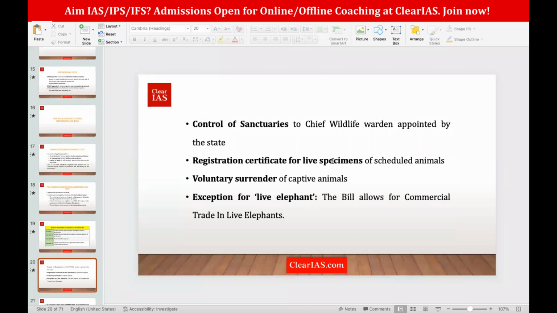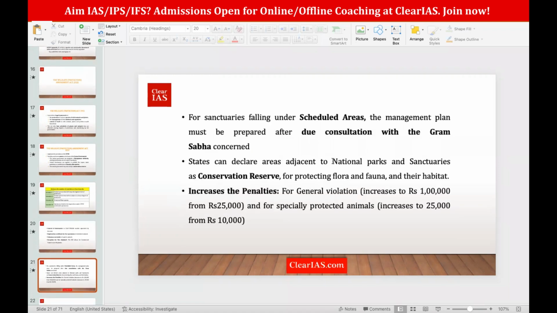Then also there is control of sanctuaries by the chief wildlife warden appointed by the state. They are also giving a registration certificate. There is a scope for voluntary surrender of captive animals. Also there is an exception for trade in live elephants. Apart from that, whenever there is a sanctuary in the scheduled areas, if there is some management plan for it, there should be participation of the Gram Sabha in that region.